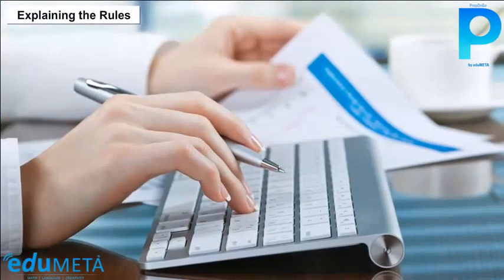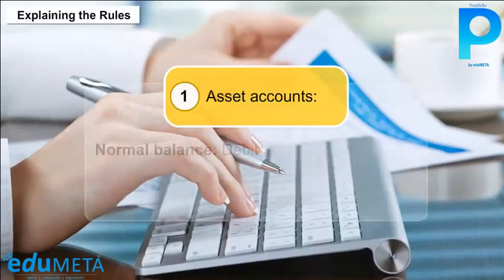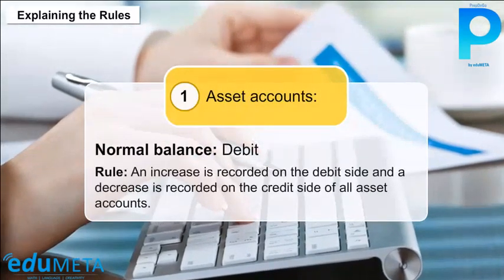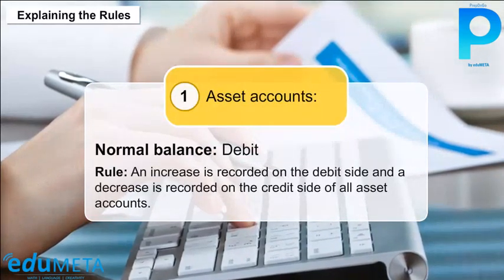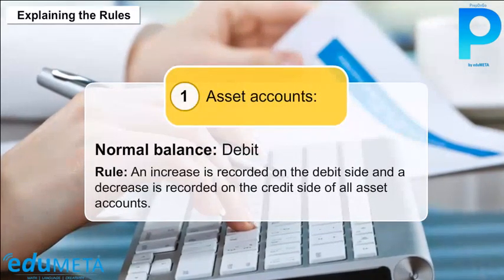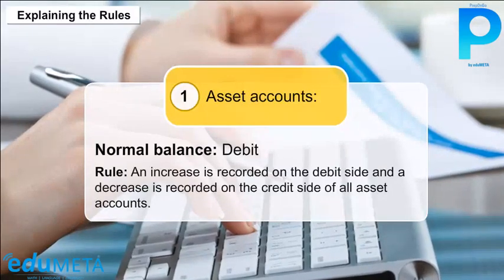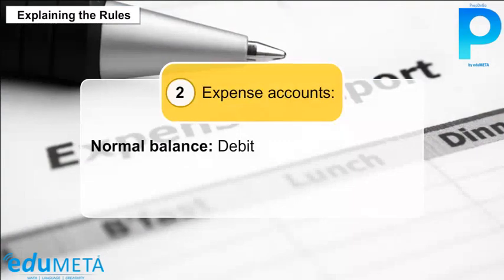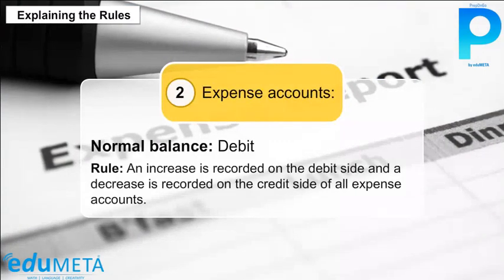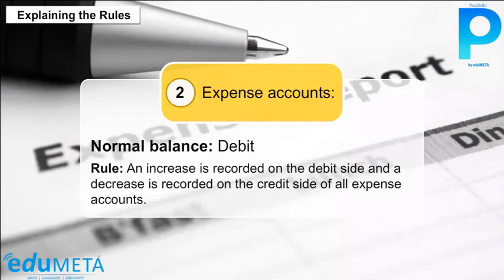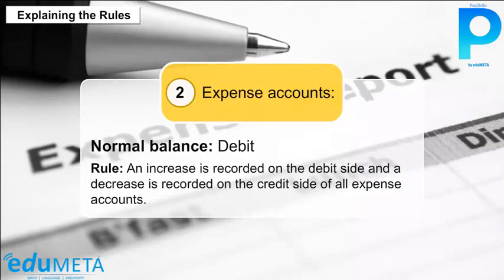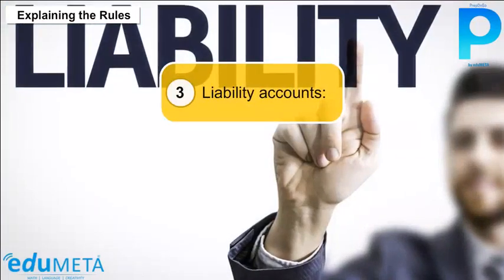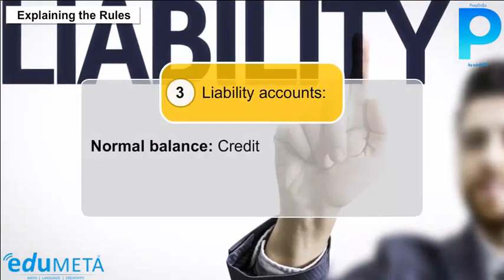Explaining the rules. 1. Asset accounts, normal balance, debit. Rule: an increase is recorded on the debit side and a decrease is recorded on the credit side of all asset accounts. 2. Expense accounts, normal balance, debit. Rule: an increase is recorded on the debit side and a decrease is recorded on the credit side of all expense accounts. 3. Liability accounts, normal balance, credit.